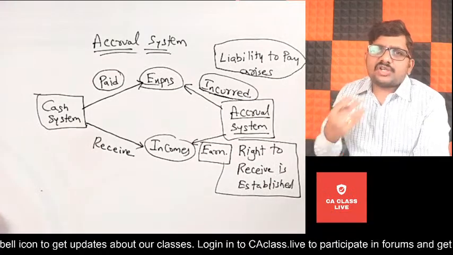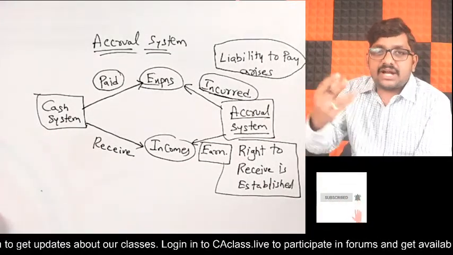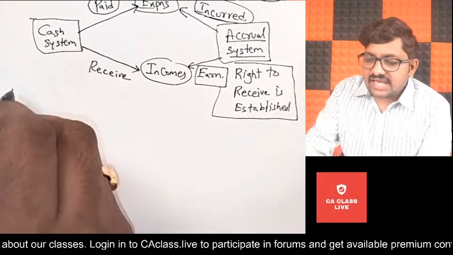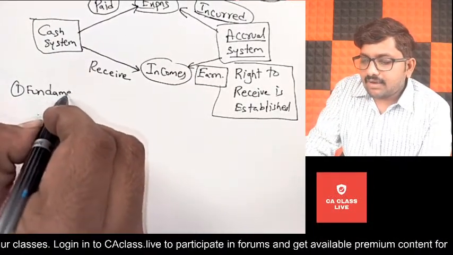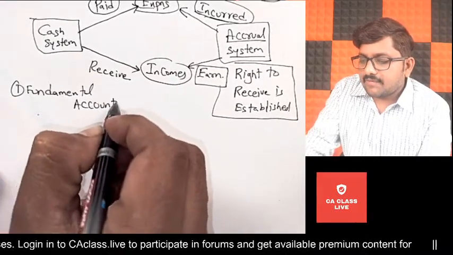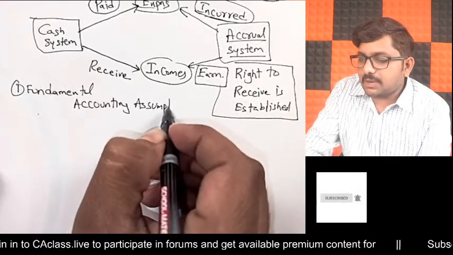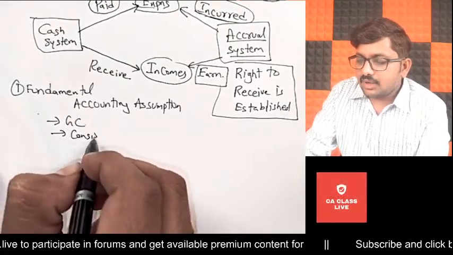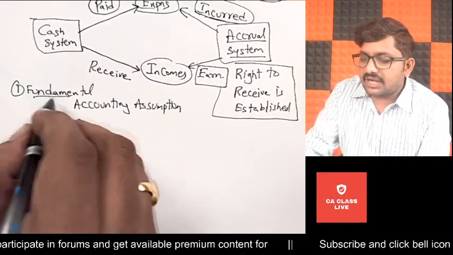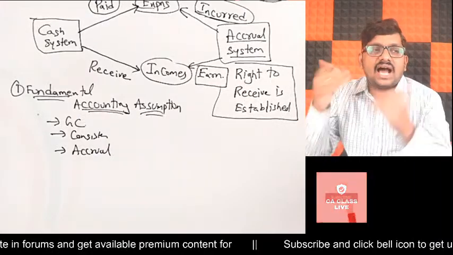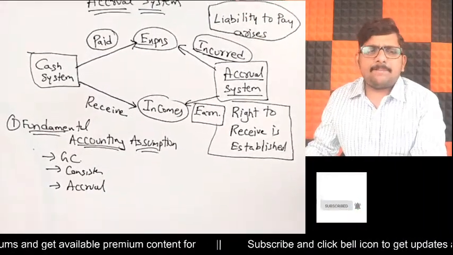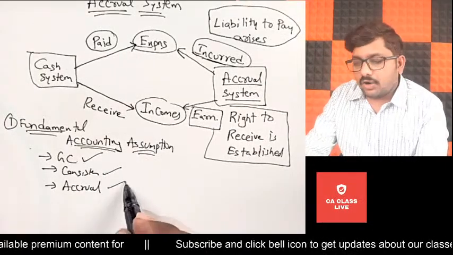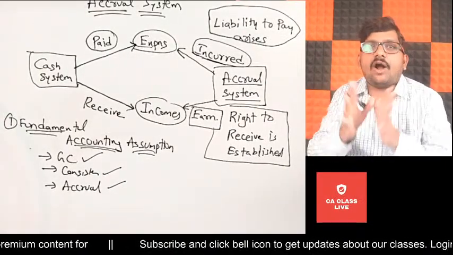Now friends, why should we discuss the cash system and the accrual system separately? How is it so important? I will tell you in a few concepts. First of all, as per your fundamental accounting assumptions, you have going concern, consistency, and then accrual. What the fundamental accounting assumptions tell you is that by default I will assume you are following these three. Everybody on this earth doing accounting will assume that you are following going concern, consistency, and the accrual system. Friends, these three are followed by default by everybody.